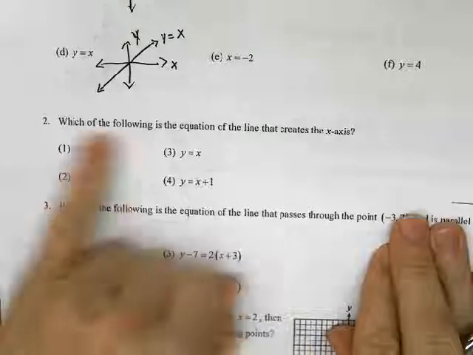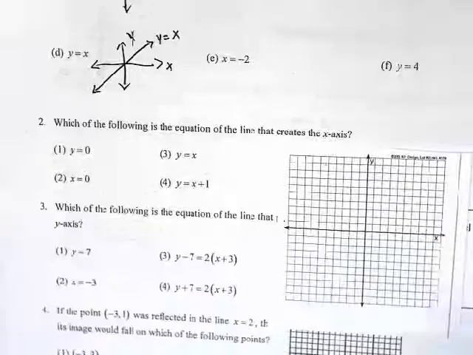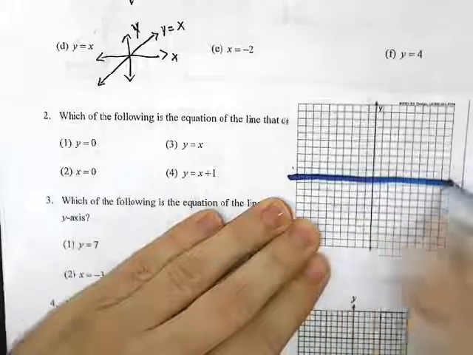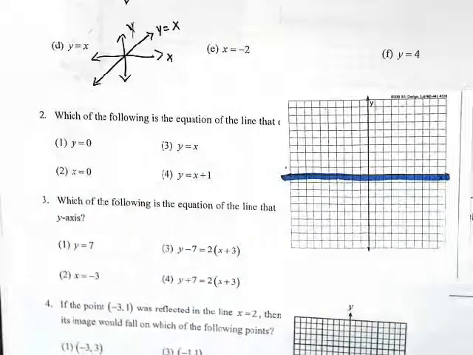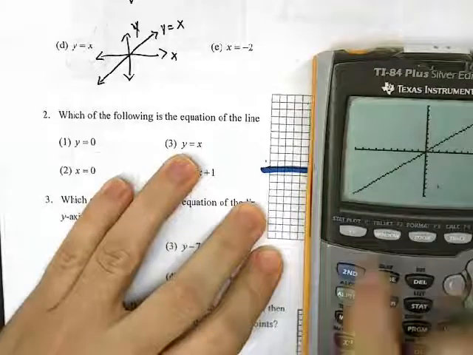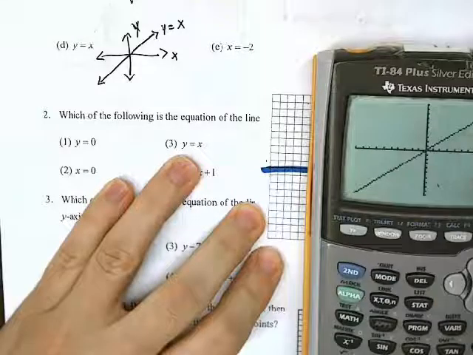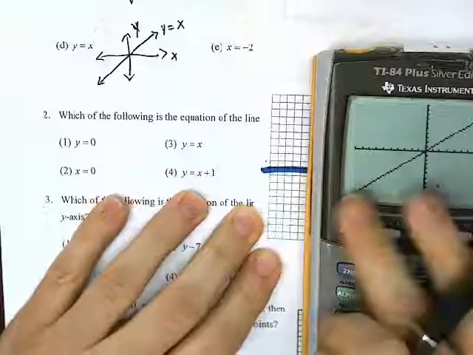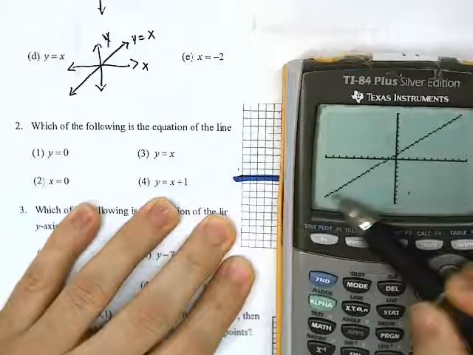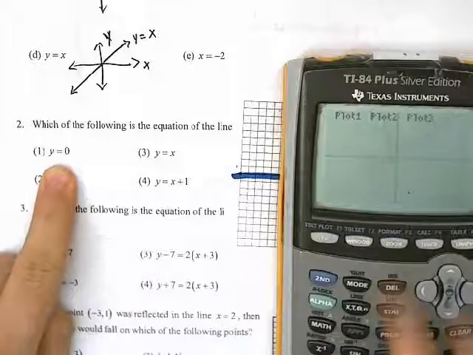Now it asks us here, which of the following equations is a line that creates the x-axis? Let's take a look. They're asking you about the x-axis. If we're going through our choices, let's look at what y equals x looks like. We saw it. Does that look like your x-axis? Nope, it doesn't. Let's check y equals x plus 1. Does that look like your x-axis? Nope. Let's try y equals 0.